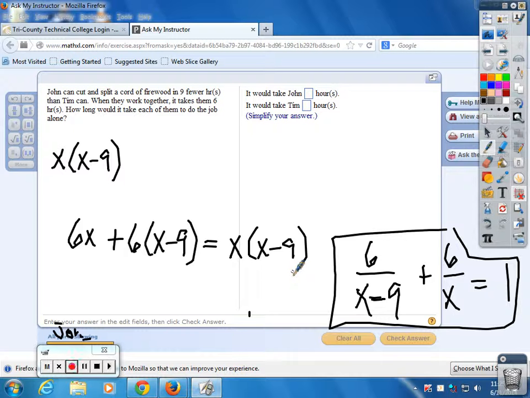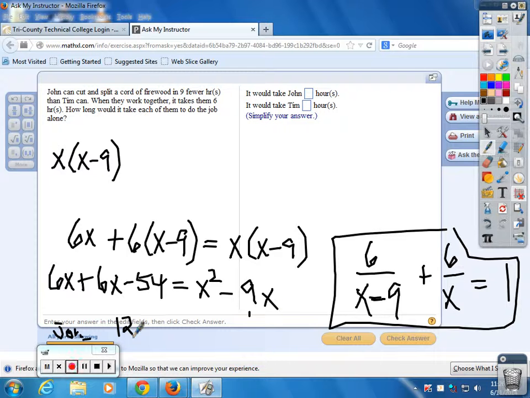Multiply all the way through by x times x minus 9. I'll make sure I didn't mess up anywhere. 6x plus 6x minus 54 is equal to x squared minus 9x. And 6x plus 6x is 12x. 12x minus 54 is equal to x squared minus 9x. And that's going to give you x squared minus 9 and 12 is negative what?